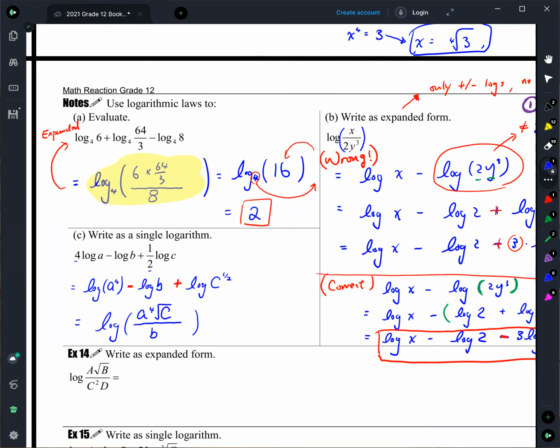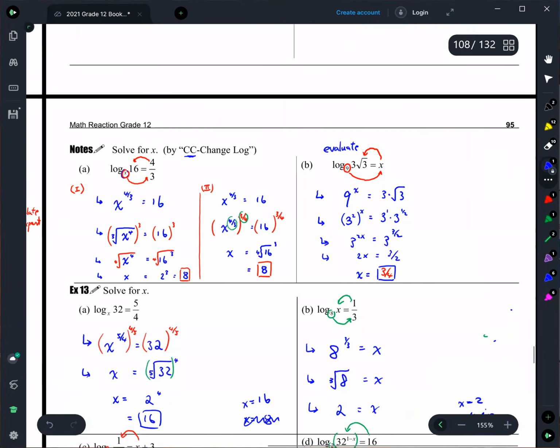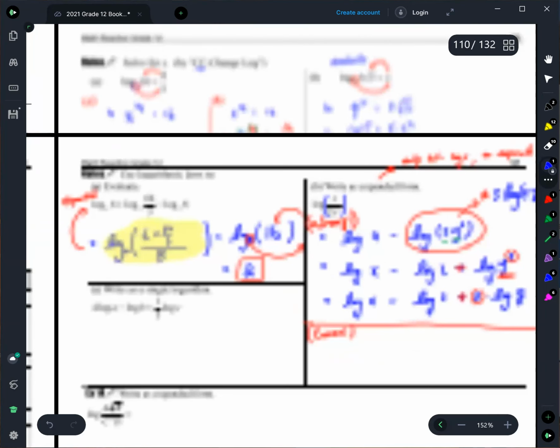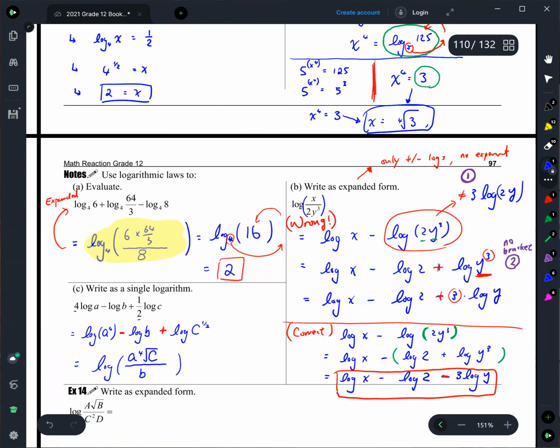Your homework will have you practice something like this, like question A: simplify, evaluate, expand, or put as single logarithms. And of course some questions on page 95. So any questions so far? Can you raise your hand if you got everything here before we move on to word problems? Okay, Nick, any questions?